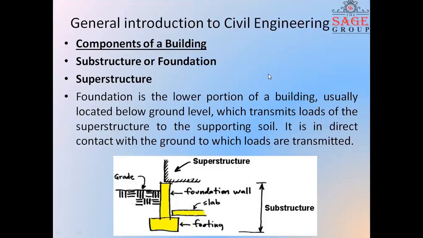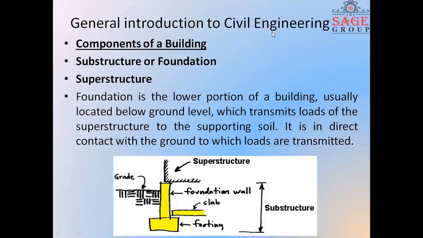Now let me tell you about the components of a building. Basically, any type of building consists of two structures. The first one is the substructure, and the second one is the superstructure. The structure which can be seen by our naked eyes is called the superstructure, and the structure which is beneath the ground is called the substructure.